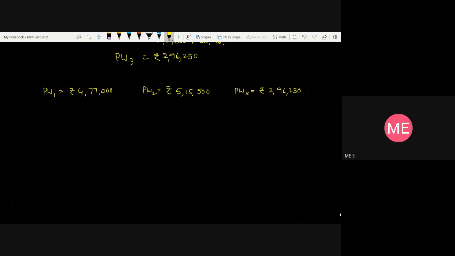So here we need to choose the best alternative. How to choose the best alternative? Is technology 1 the best, technology 2, or technology 3? From the cash flow, we can say that it is a revenue dominated cash flow. So look at which gives more revenue, the high present worth. That will be the best alternative. Among these, present worth 2 is higher than present worth 1 and present worth 3.